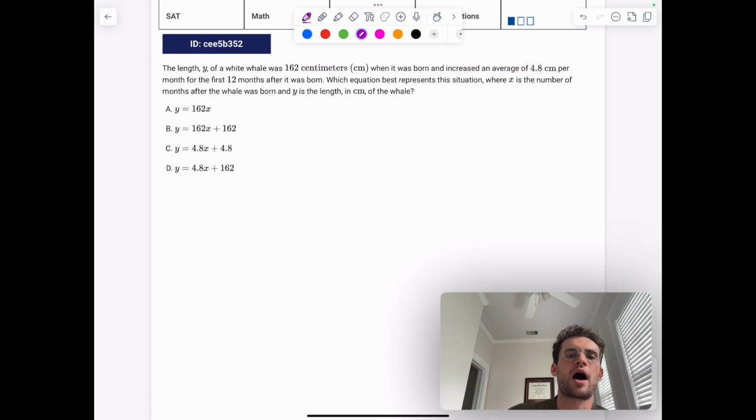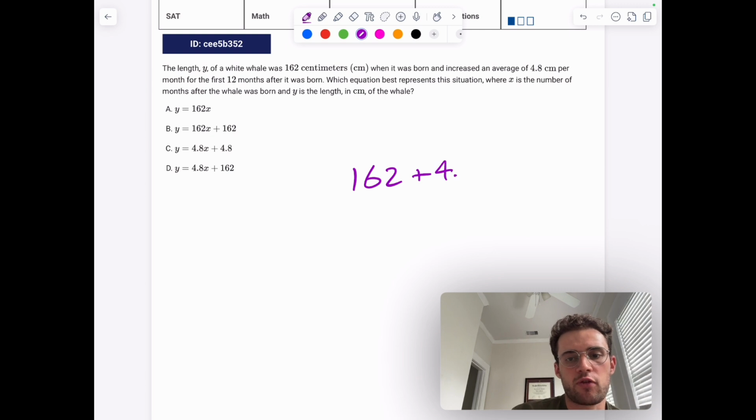The length y of a white whale was 162 centimeters when it was born, and increased at an average of 4.8 centimeters per month. All right, so it's 162 to start, and then it goes up by 4.8 per month. So you do that times m, the number of months, for the first 12 months. Which equation best represents the situation where x is the number of months? Okay, so put in x in place of the m there.